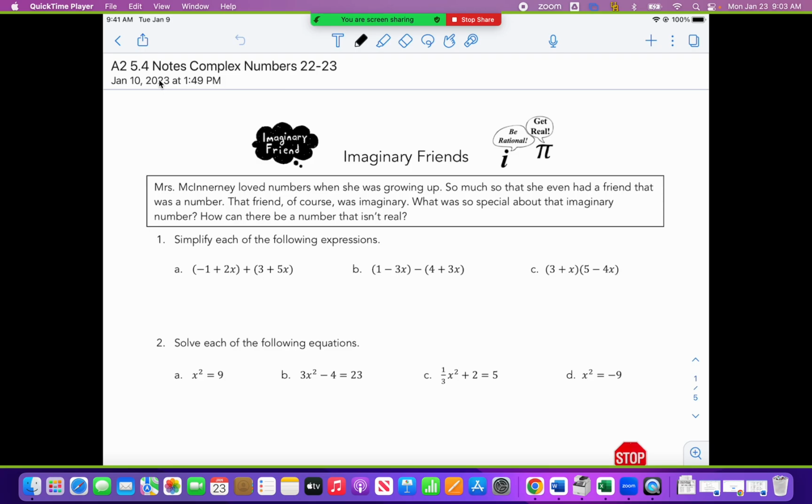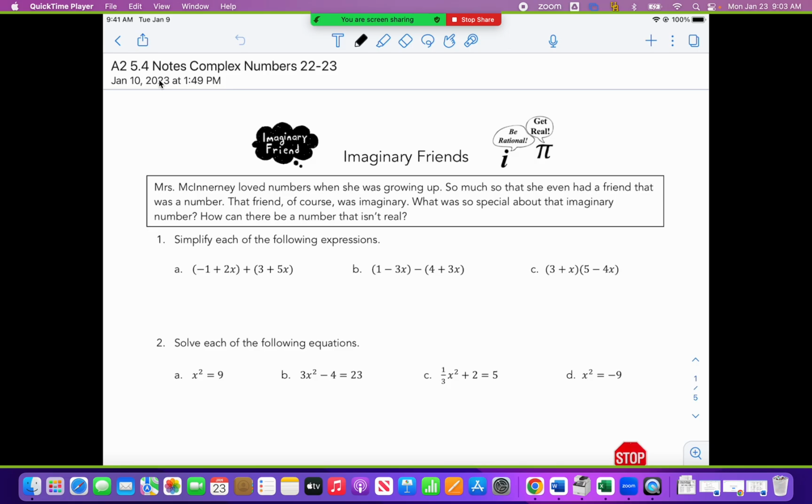Friends. My oldest son had an imaginary friend. I don't know if you did, but we are going to look at some imaginary friends. So Pi says, get real, and the I says to Pi, be rational. I have a t-shirt. I should have worn that today. Maybe I'll wear it tomorrow.